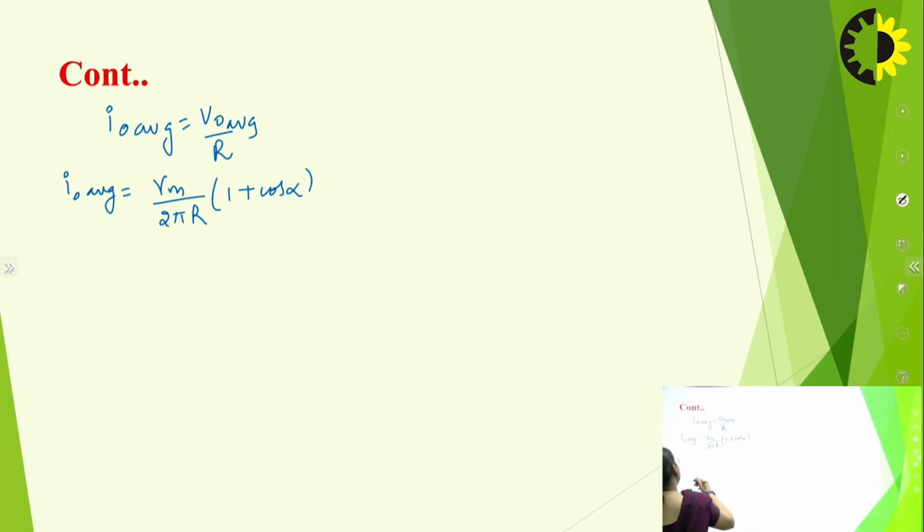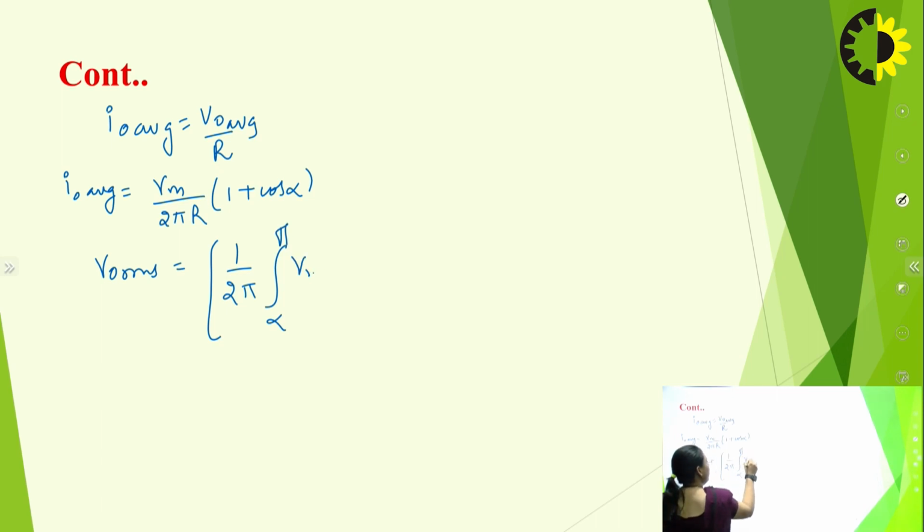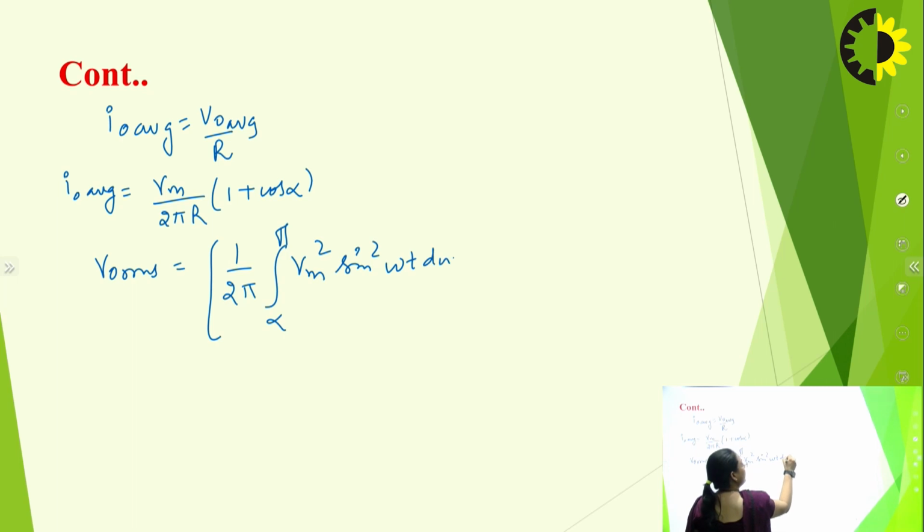Okay. Now V naught RMS will be, for this circuit, 1 upon 2 pi, integral from alpha to pi of Vm square sin square omega t d omega t, the whole raised to the power 1 by 2, right? So this will be the value of the V naught RMS.